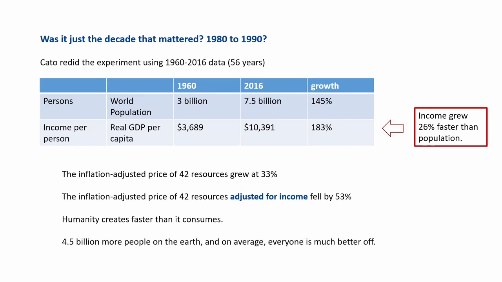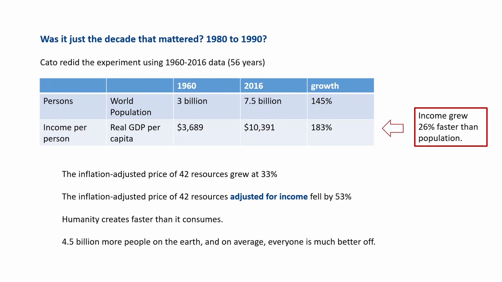The Cato Institute redid the experiment because one of the arguments was, well, it was only a 10-year period, and the 80s were weird, and Ehrlich would have won if it had been any other time period. Well, this experiment's been run 100 times on available data. Cato redid it between 1960 and 2016. That is a 56-year period, during which the population of the world more than doubled. It grew 145% by adding 4.5 billion people.